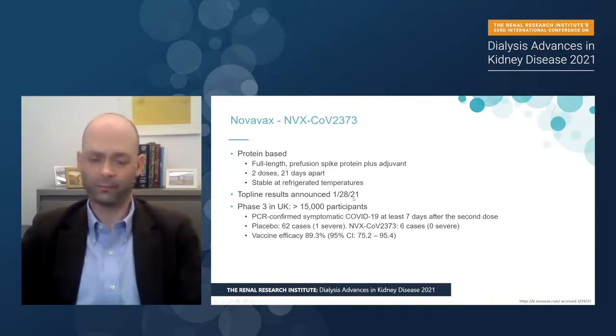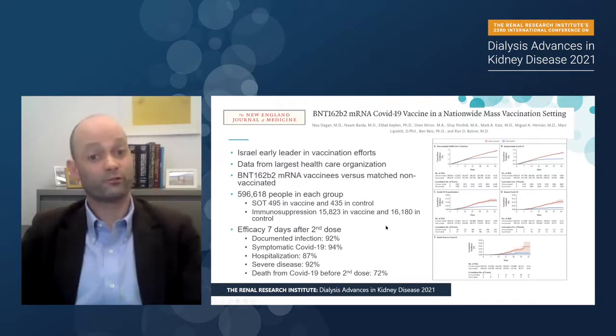We're yet to see a full paper on this, but essentially it was a phase 3 study in the United Kingdom with over 15,000 participants. Again, the outcomes were PCR-confirmed symptomatic COVID-19 at least 7 days after the second dose. And the placebo arm had 62 cases, 1 of which was severe, and the Novavax arm had 6 cases, 0 of which were severe. The vaccine efficacy overall was 89%, with a pretty good confidence interval. We don't have further information for that vaccine because we don't actually have an FDA submission and further documents are lacking, but probably more will come soon.